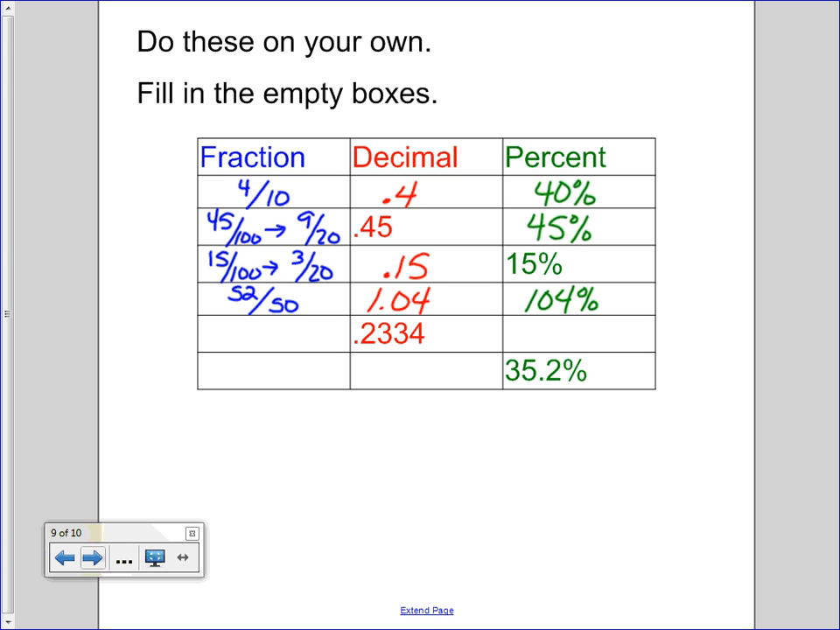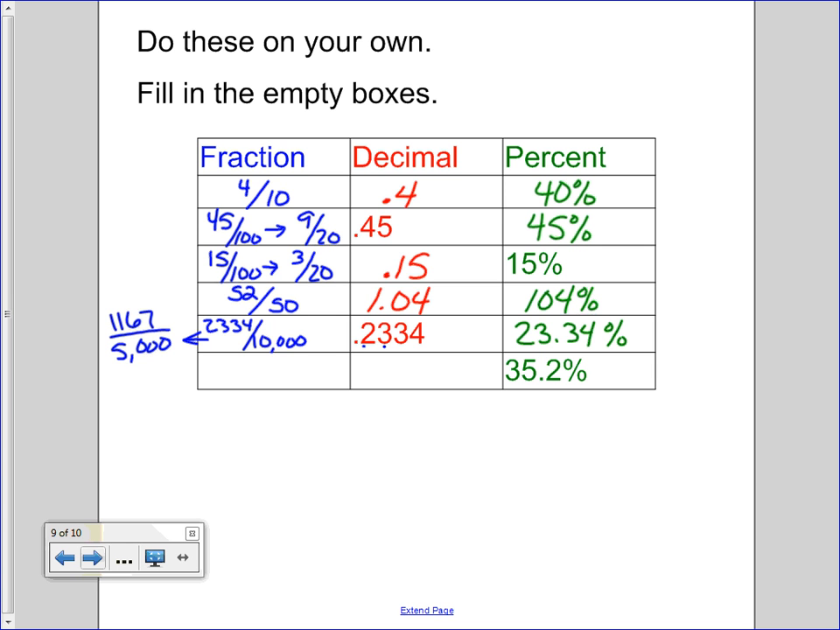0.2334. Change that into a fraction. We'd put 0.2334 over tenths, hundredths, thousandths, 10,000ths. And then we can simplify that, and I'll put this on this side since there's not enough room. 1,167 over 5,000 is what it would simplify to. As a percent, move it over two places or multiply by 100, we get 23.34%.